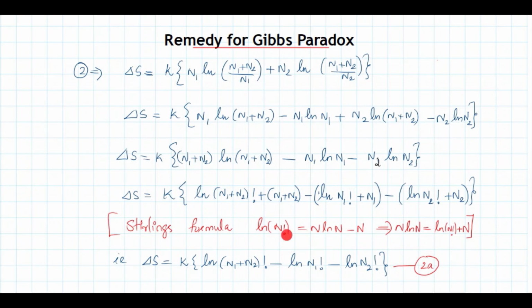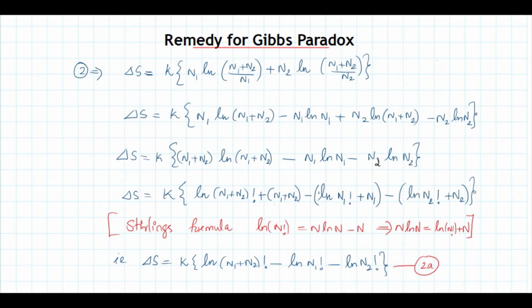log n factorial is n log n minus n. This implies n log n is log n factorial plus n. This minus n will go to the left hand side. So we can write n log n as log n factorial plus n. That is, (n1 plus n2) log (n1 plus n2) can be written as log of (n1 plus n2) factorial plus (n1 plus n2). Similarly, minus n1 log n1 can be written as minus log n1 factorial minus n1. Minus n2 log n2 can be written as minus log n2 factorial minus n2.